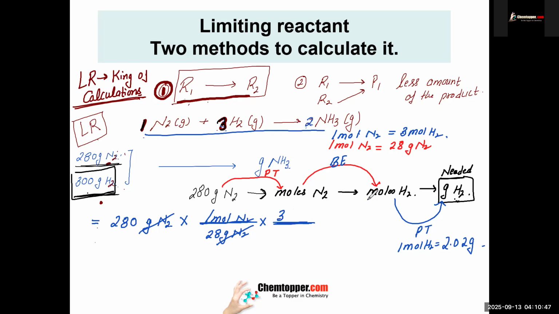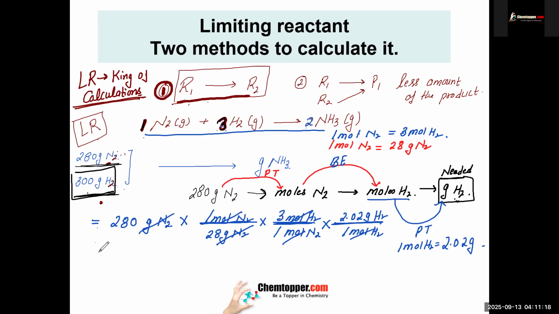What do you want should come in the numerator? H2. All of you can speak. Don't worry. If voices are overlapping, still I can make out what you are saying. Then what is the next ratio? 2.02 grams of H2 per 1 mole of H2. Perfect. Very good. Check the units are canceling. Are you getting the final unit as grams? See, most H2, yes, they are canceling.